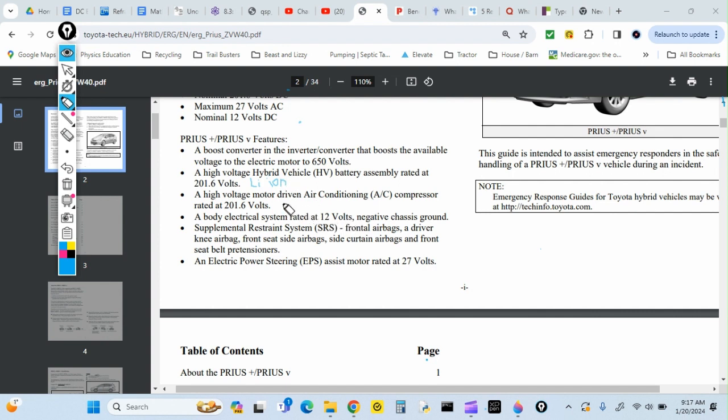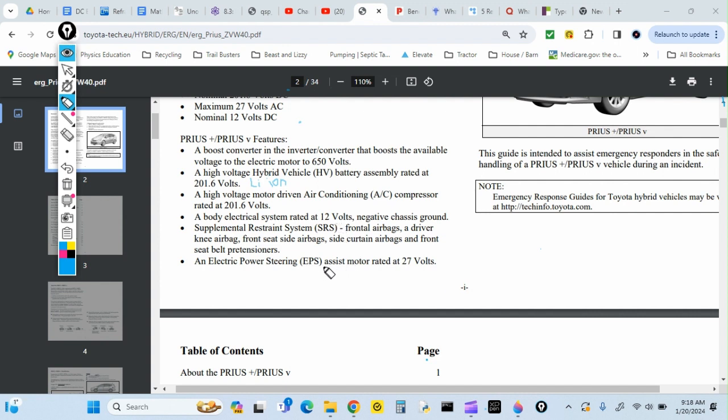A high voltage motor driven air conditioning compressor. Okay, I think we talked about that already. I just went down here because there's a few other things that are helpful. Oh, the airbags. The airbags are driven by what? This must be 12 volts because you don't want the airbags to fail when you stop. So you don't want to depend on the voltage system there. I'm not sure. Maybe that is 12. Maybe that is high voltage from the high voltage battery. I bet that's 12 volts though.